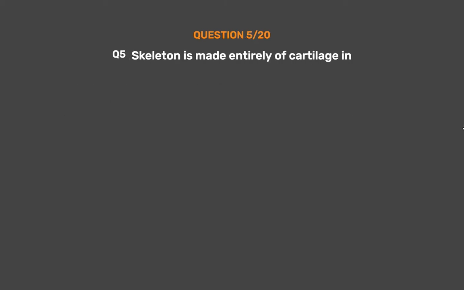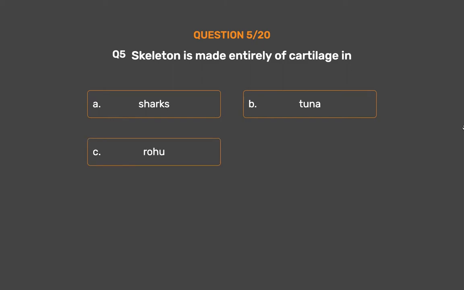Question number 5. Skeleton is made entirely of cartilage. Option A. Sharks. Option B. Tuna. Option C. Rohu. Option D. None of these.